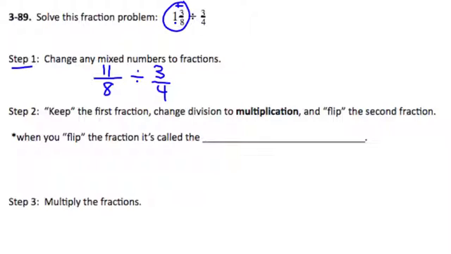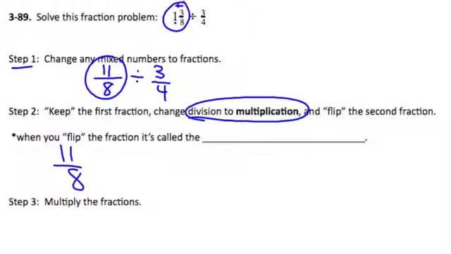Step 2 is we're going to keep the first fraction the same. So 11/8. We'll start with 11/8. But instead of divide, we're going to change division to multiplication. So we're going to put a times sign there. And then what you have to do is flip the second fraction behind the division sign. And that is called the reciprocal.